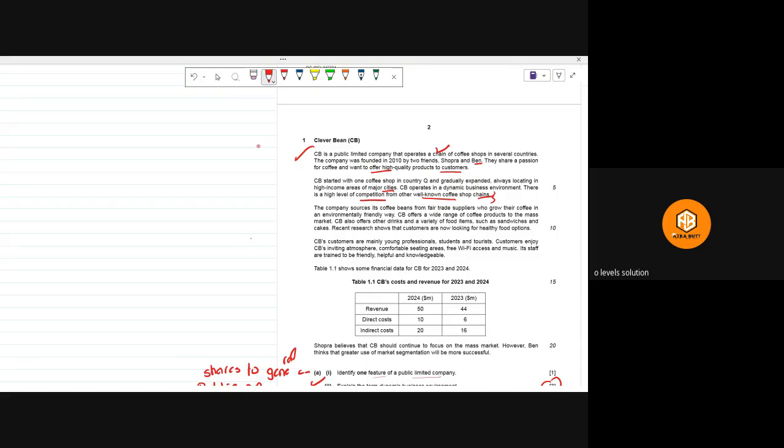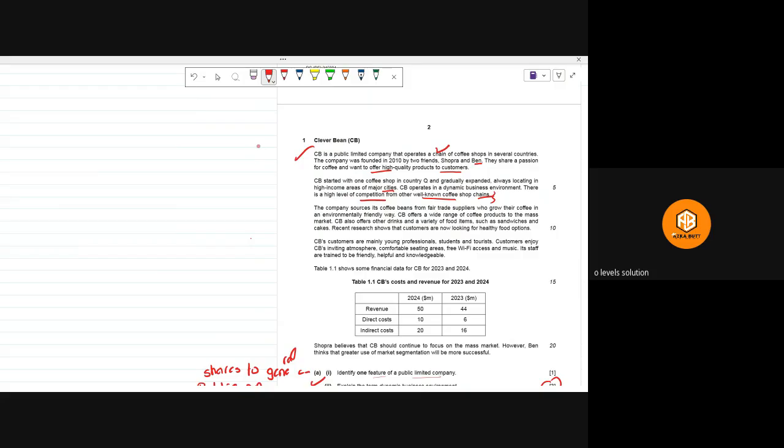A dynamic business environment is one where things are consistently changing. Let's say new competitors are entering the market, consumer tastes are changing, there is development in technology, or maybe the economic conditions are changing. These are the characteristics of a dynamic market.